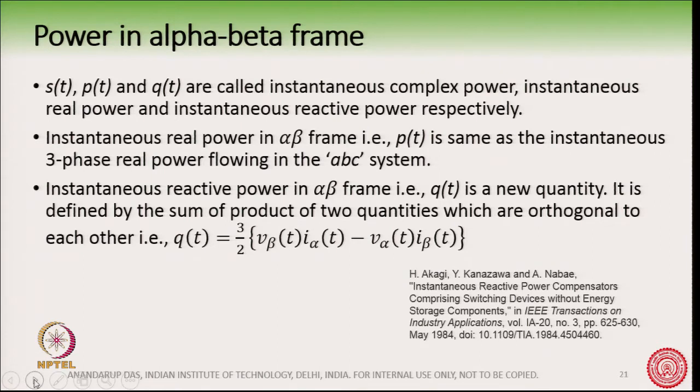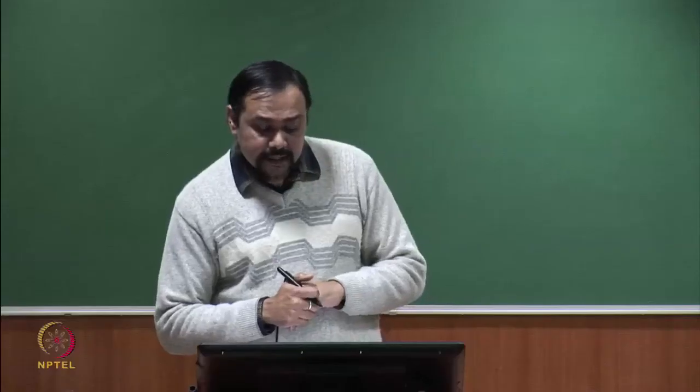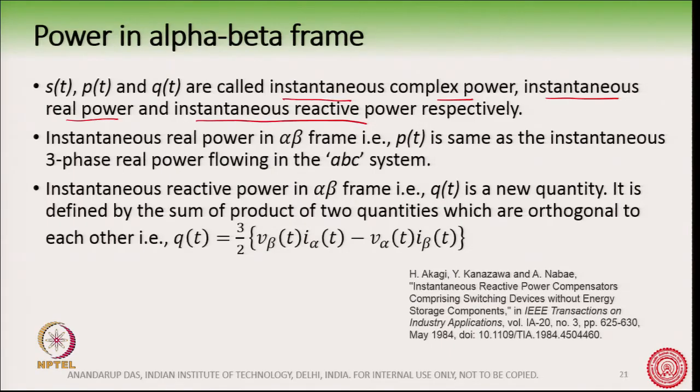Now, S t, P t and Q t. S t is called instantaneous complex power, P t is called instantaneous real power, and Q t is called instantaneous reactive power. Now, this instantaneous real power in the alpha beta frame, this is what we are finding out. Instantaneous real power in the alpha beta frame is the same as the instantaneous 3-phase real power flowing in the ABC system, but this Q t is something which is a new quantity.